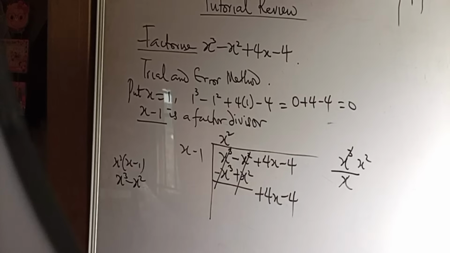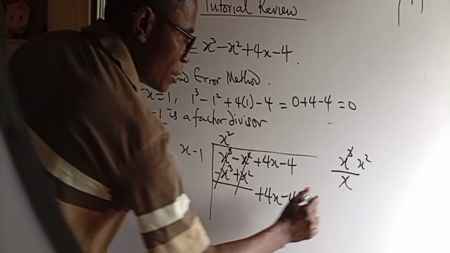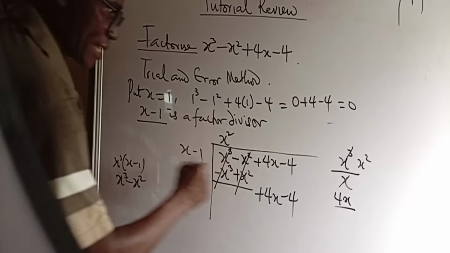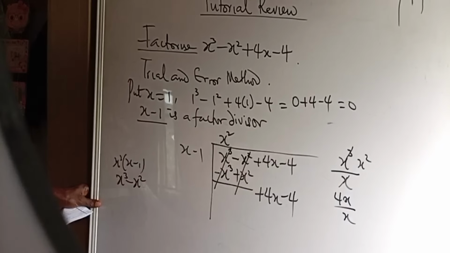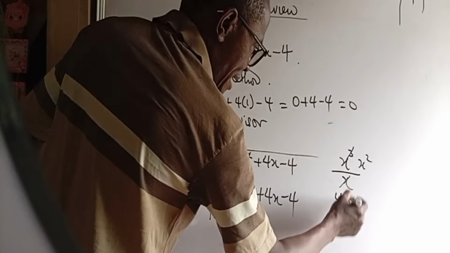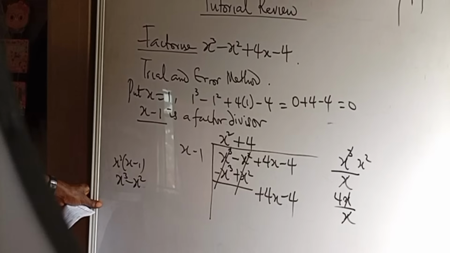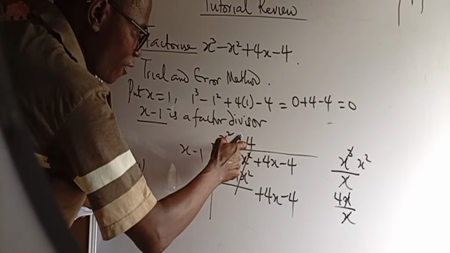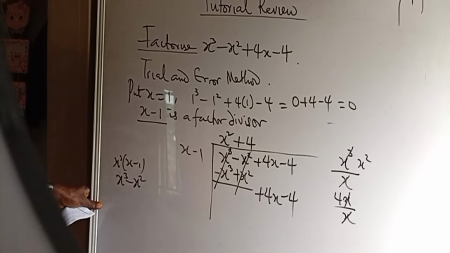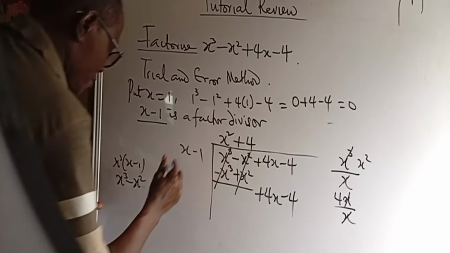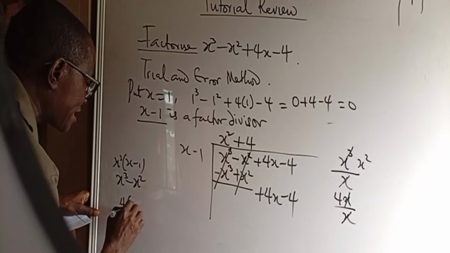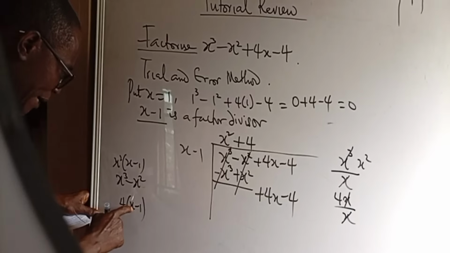Now pick this plus 4x, also divided by the x here. By the time you divide that, x cancels x, and it remains plus 4. Now multiply plus 4 by x minus 1, just like you did in the first case. Now plus 4 times x minus 1. 4 times x is what?